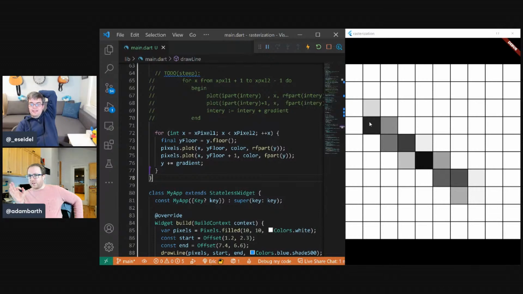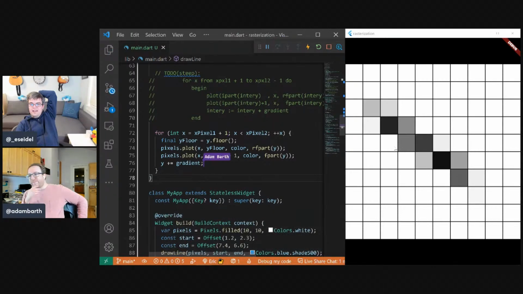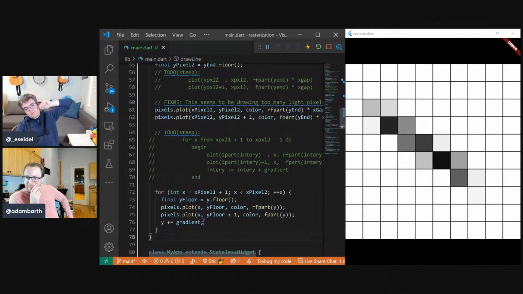I have a question. The X pixel 1 plus 1. I don't understand why it's so not regular. I don't think we have it right yet. Like, I would expect it to be symmetrical, if nothing else. We didn't give it symmetrical inputs, though. That's true. I mean, it kind of looks like a line.